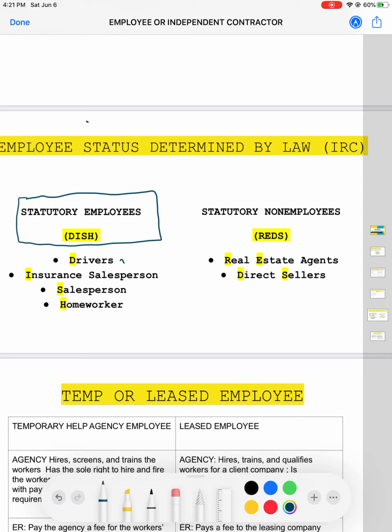Next one is insurance salesperson. Their principal business activity must be selling life insurance and annuity contracts, primarily for one insurance company. So they are working for one life insurance company, and their main business activity is selling life insurance. So this is life insurance salesperson. And if they are paid only on commission, then the employer is exempt from paying future taxes on them.